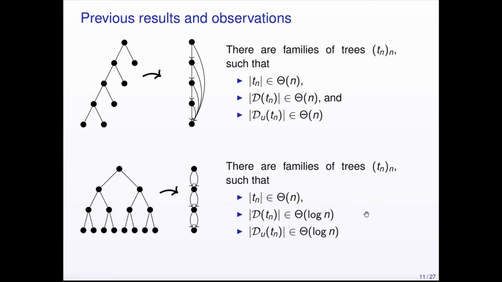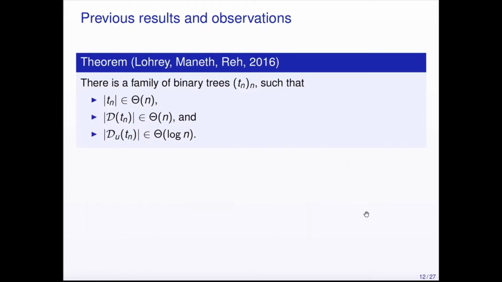But moreover, there are also examples where ordered and unordered minimal DAGs aren't equivalent. In particular, there's a theorem by Markus Lohrey, Sebastian Maneth, and Carl Philipp Reh from 2016, which states that there is a family of binary trees such that the size of the binary tree Tn is linear in n, and the size of the ordered DAG of Tn is linear in n as well, but the size of the unordered minimal DAG is logarithmic in n, so exponentially smaller than both the size of the ordered DAG and the tree. So those are the worst case results with respect to this topic.